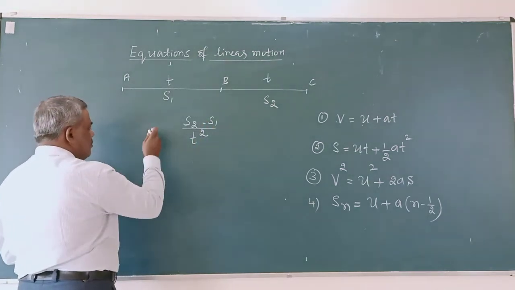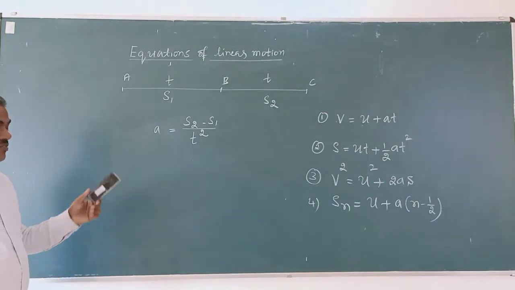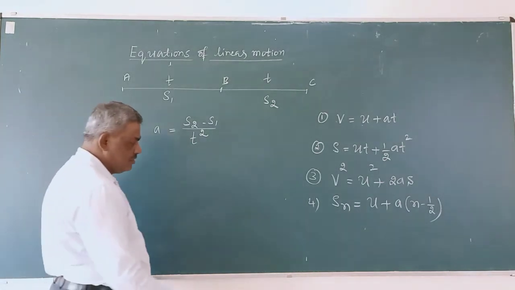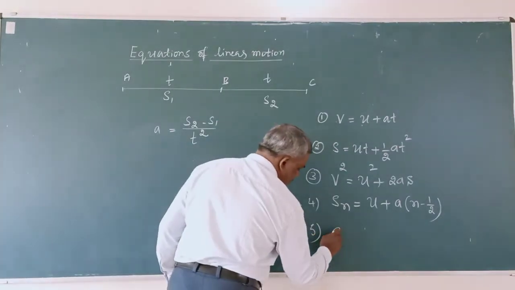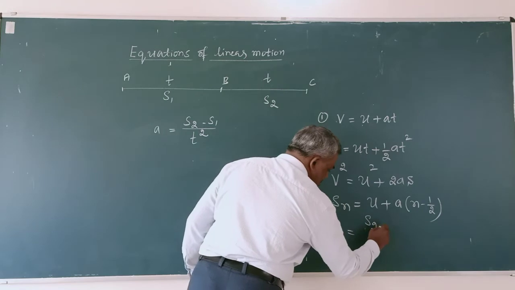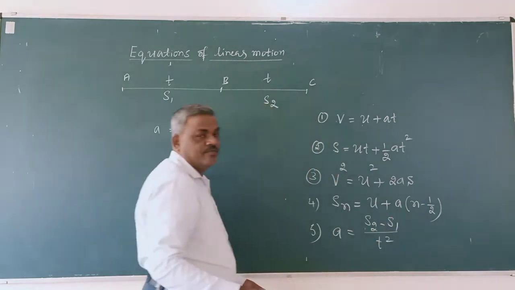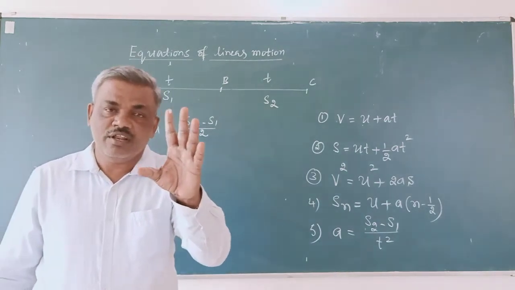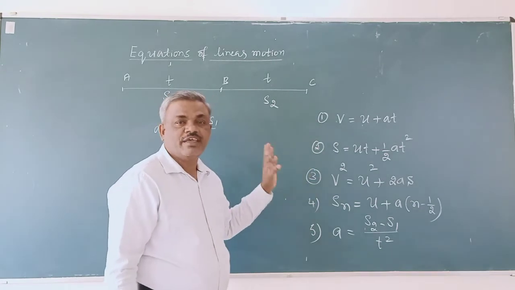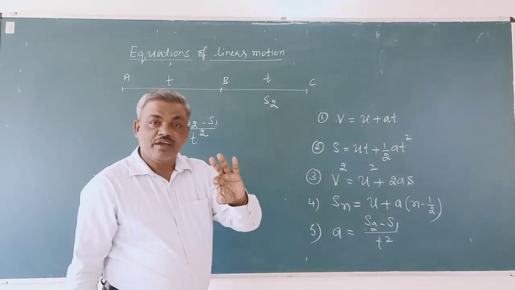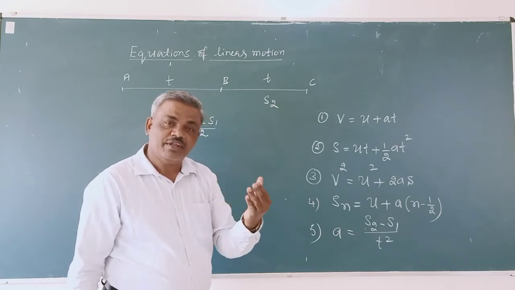Acceleration a equals S2 minus S1 by t square. This is the fifth equation of linear motion. So 5: a equals S2 minus S1 by t square. So here there are 5 equations of linear motion. The equations of linear motion are also called kinematic equations.